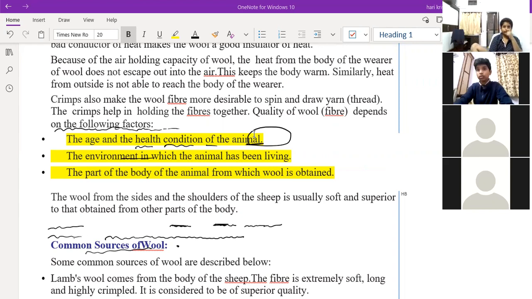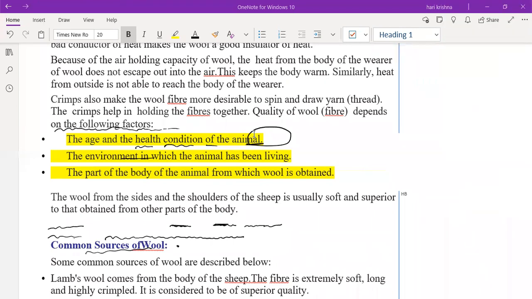What is the most common source of wool in India, and which state is at the top in producing wool in India? And in the world, which country produces the largest amount of wool? Australia. So write about the different sources of wool along with the different qualities of wool from the different countries. Clear homework?